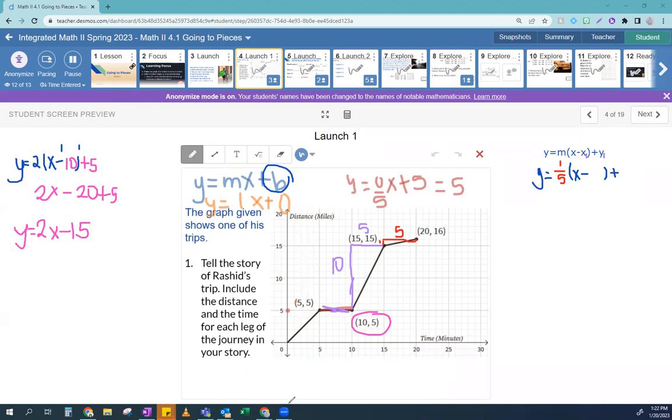Right? So which point would you like to use? This one right here, 15, 15 or 20, 16? Which point would you rather use? Come on, y'all. Don't give up on me. Which point would you rather use? 20, 16 or 15, 15? I'm going to use 20, 16 because I don't want to use 15, 15. So you see where the x goes and where the y goes. Okay. If I'm going to use the point 20, 16, what goes where? What goes right here? What number goes here?